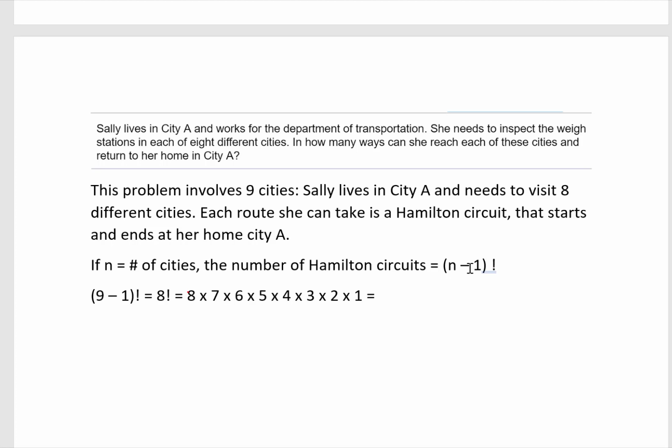So the problem involves 9 cities, her home city plus the 8 cities she needs to visit. Each route she can take is a Hamilton circuit that starts and ends at her home city of A. If n is the number of cities, then the number of Hamilton circuits is n minus 1 factorial. And in this case, n equals 9, so 9 minus 1 is 8, 8 factorial.